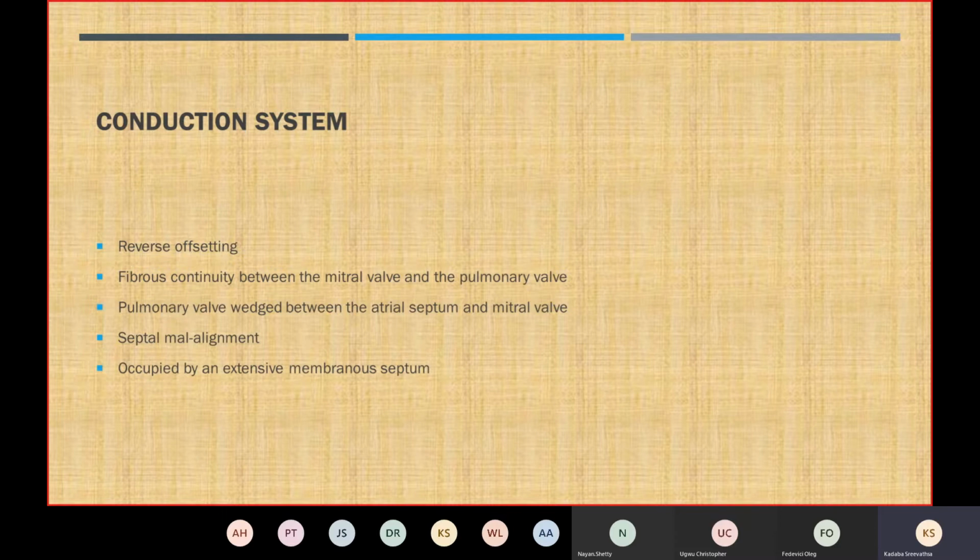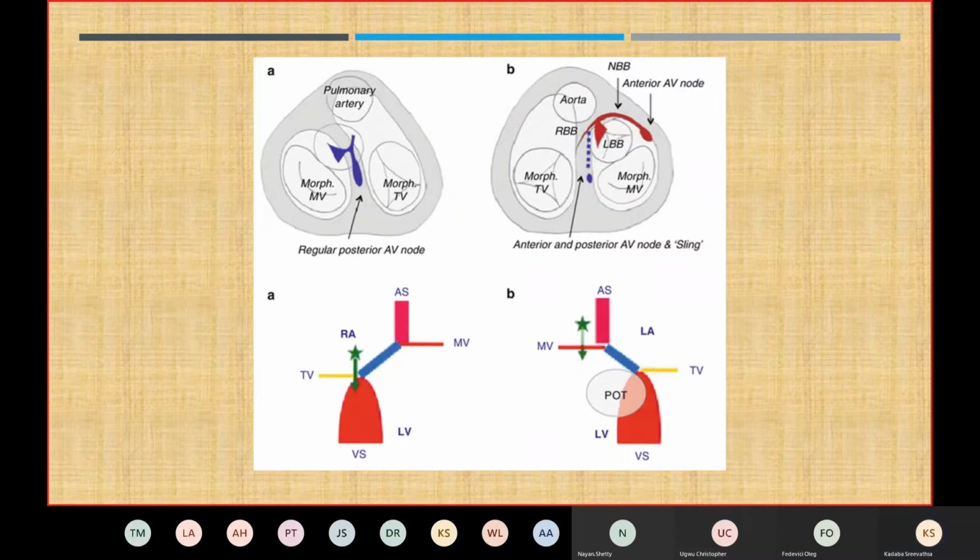There is a fibrous continuity in ccTGA between the mitral valve and the pulmonary valve. You can see this is the normal fibrous trigone in a normal heart. We can see here that this is the right side tricuspid valve, left side mitral valve. This is the aorta, and this is the pulmonary artery that is quite away in the right ventricular outflow tract. And you can see here the continuity between the mitral valve and the aortic valve. Whereas in a case of ccTGA, on the right side in picture B, you can see that on the right side it is the mitral valve, and the left side is the tricuspid valve, and the pulmonary artery has continuity with the mitral valve, not the aorta in this case.